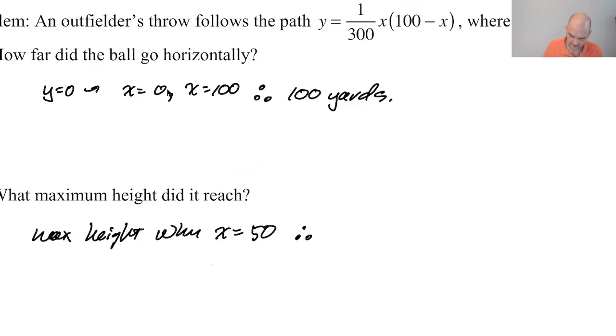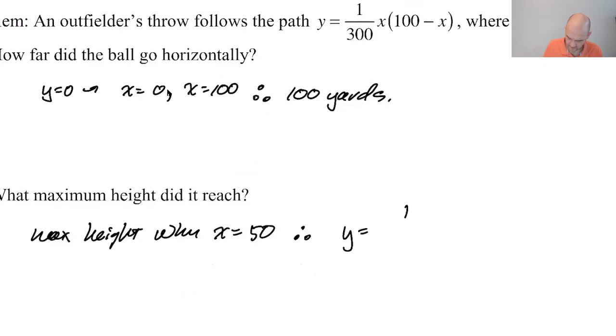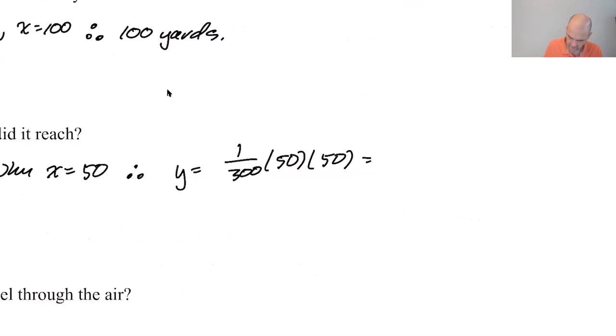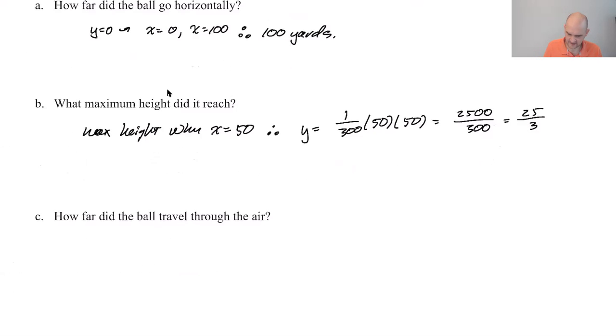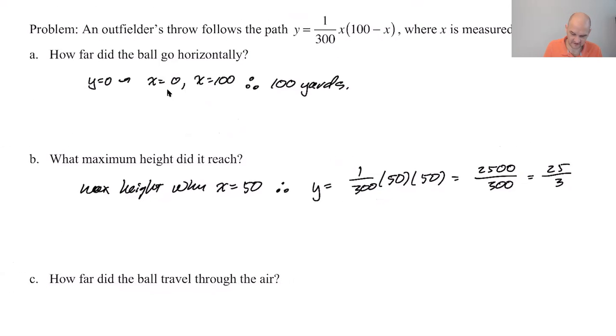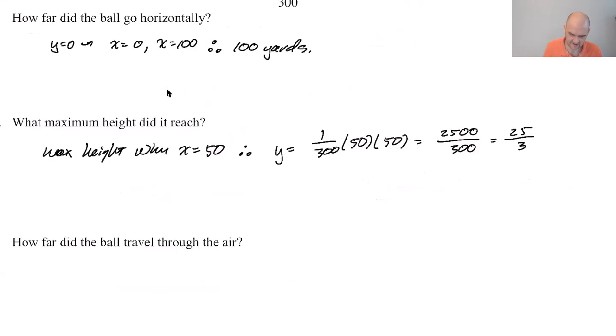So 50. Max height when x equals 50. Therefore, plug in 50. So y equals 1 over 300, 50 times 50. 2500 over 300 is 25 over 3. The alternative is you just find the derivative of this, set it equal to 0, you're going to get 50, and then you plug in 50. So 25 over 3 is not very high, except it's in yards, so I guess it is not that small.